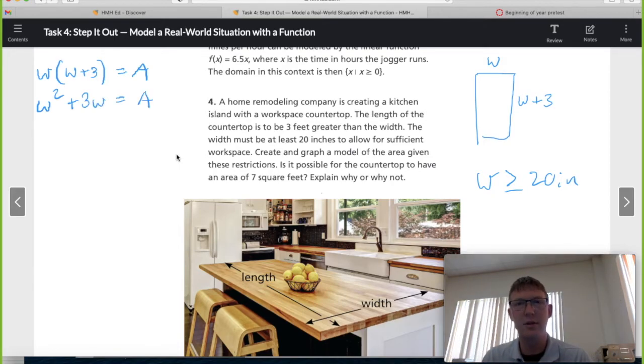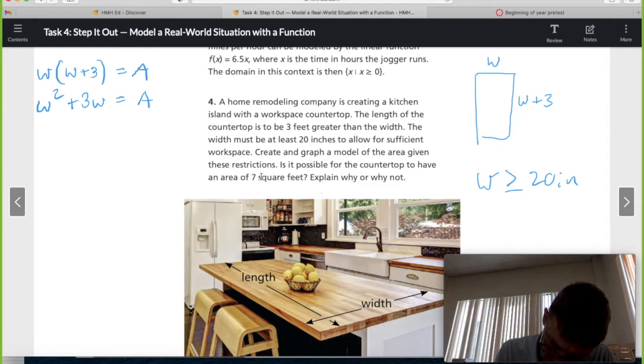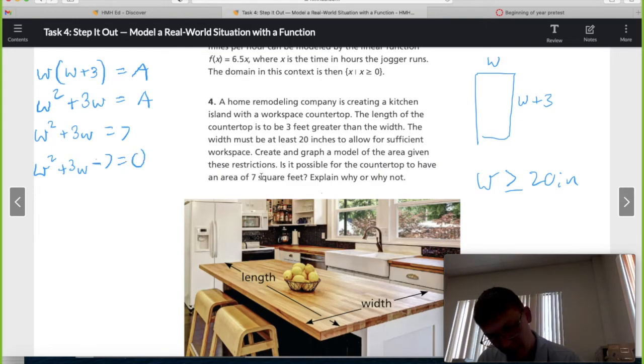we've got something that looks like that. Then we could solve for an area of 7 square feet. So we've got W squared plus 3W equals 7. Then we would move that 7 over. W squared plus 3W minus 7 equals 0. Let's see here, is that going to be factorable? No. Not easily, at least.